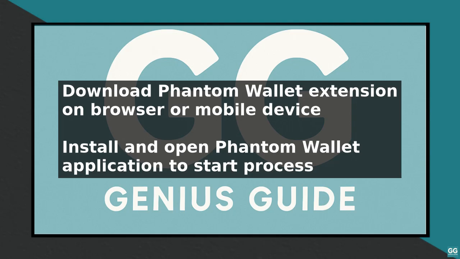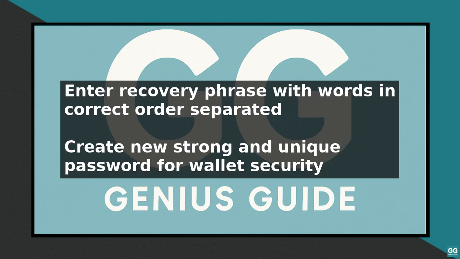You will be prompted to enter your recovery phrase, which is a list of words that you were given when you first created your Phantom Wallet. This phrase is used to restore your wallet and access your account. Enter the words of your recovery phrase in the correct order, separated by spaces.